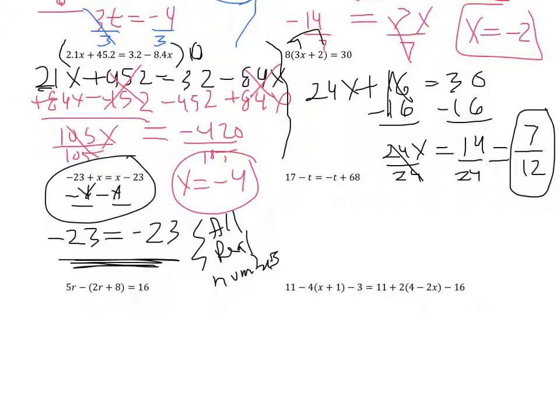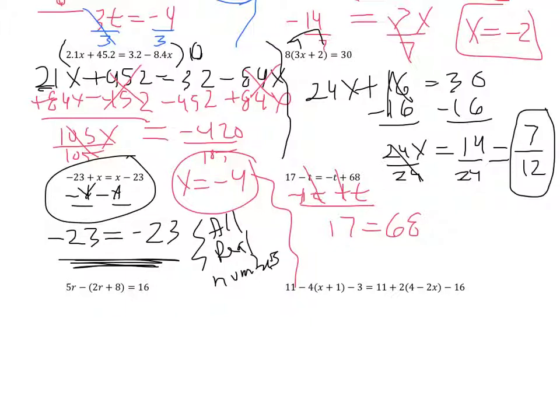Now looking at number 17 right here, if we move the variables over, I'm going to add t to both sides. So plus t, plus t. Once again, the t's cancel. But notice what we get. 17 equals 68. Does 17 equal 68?